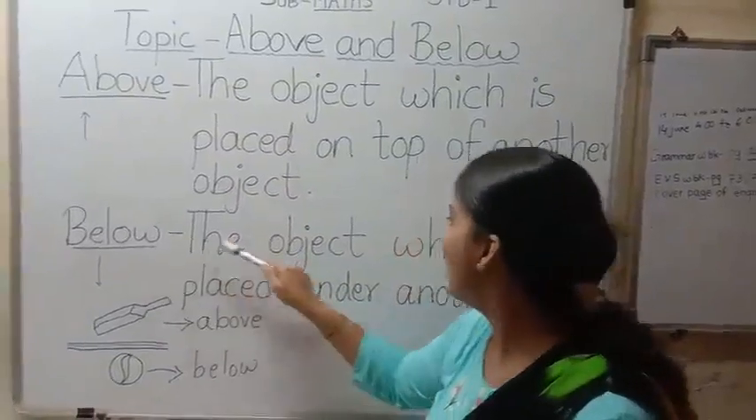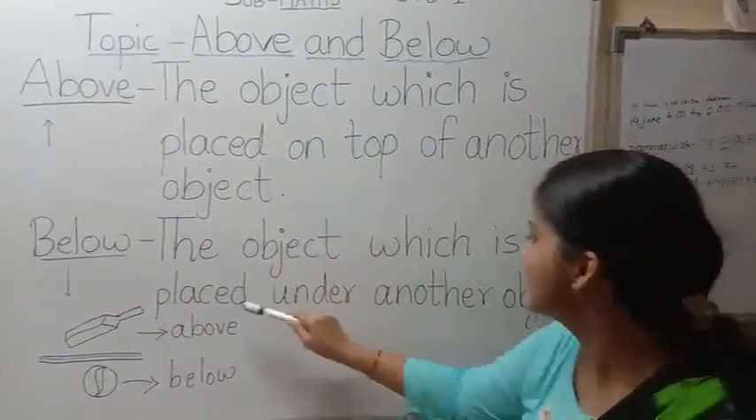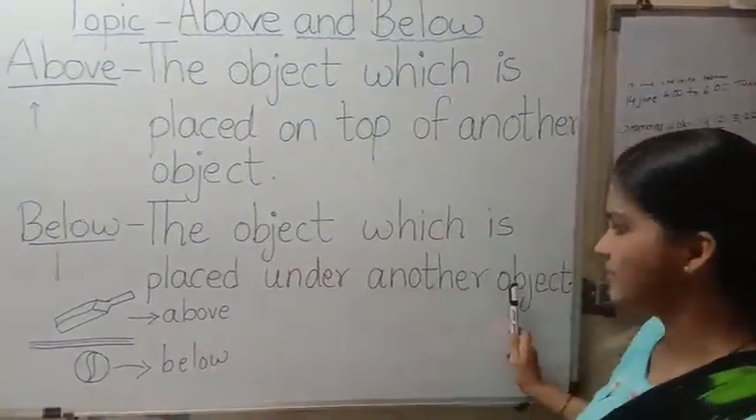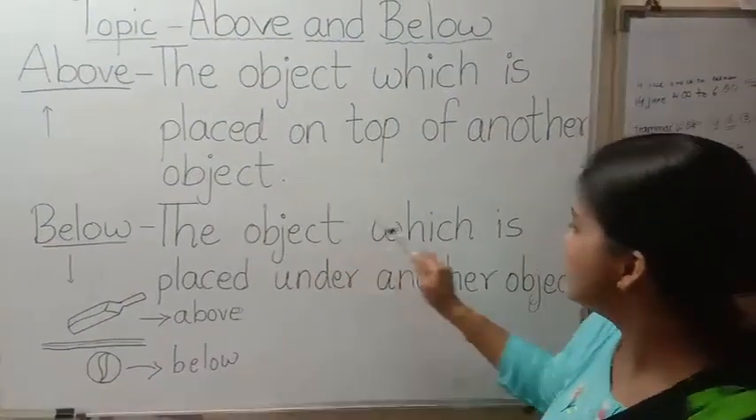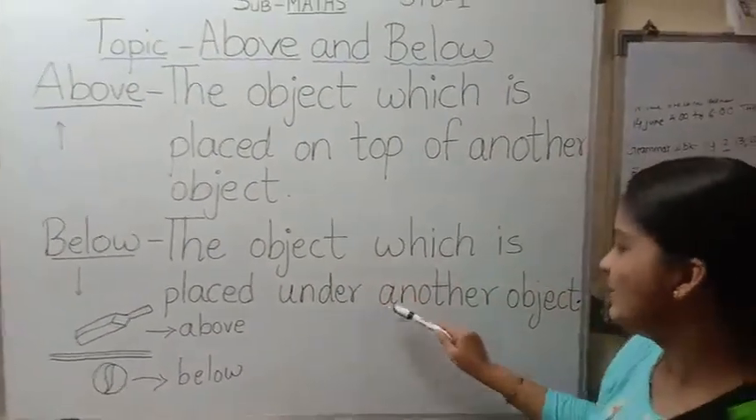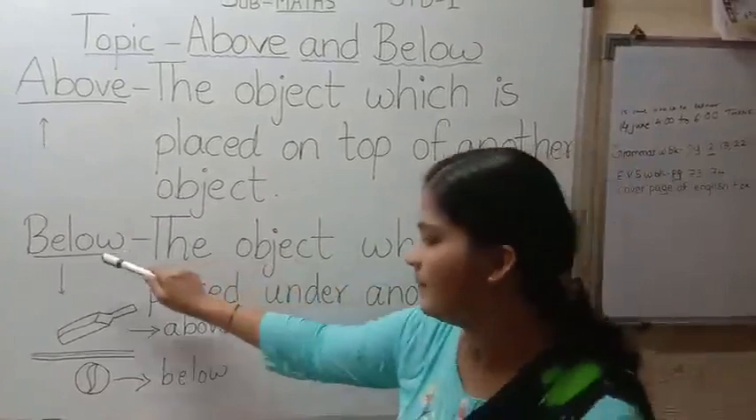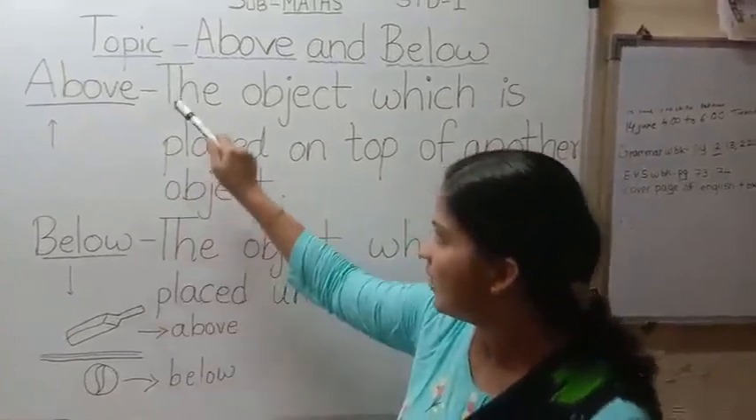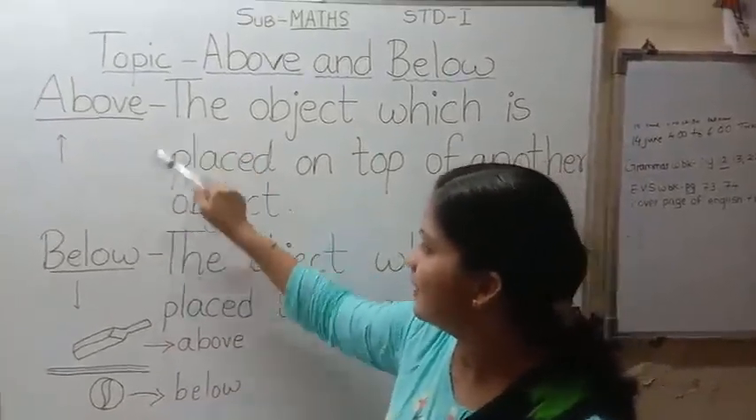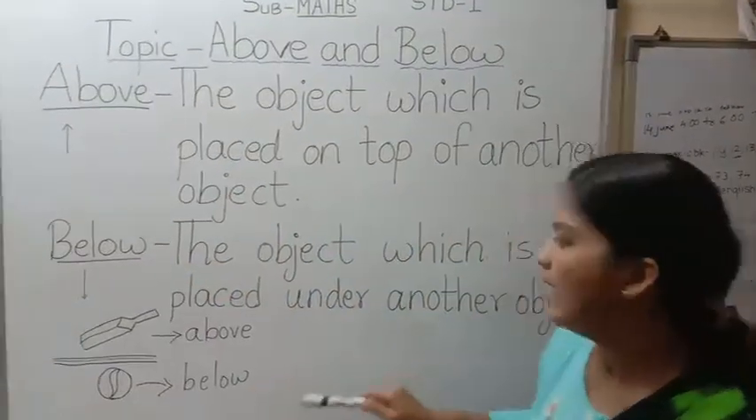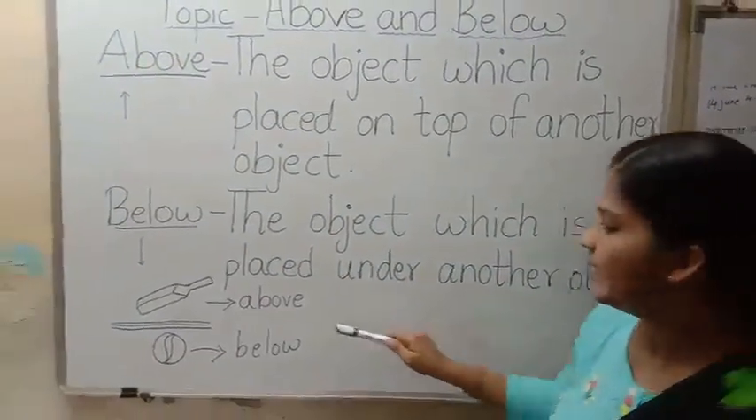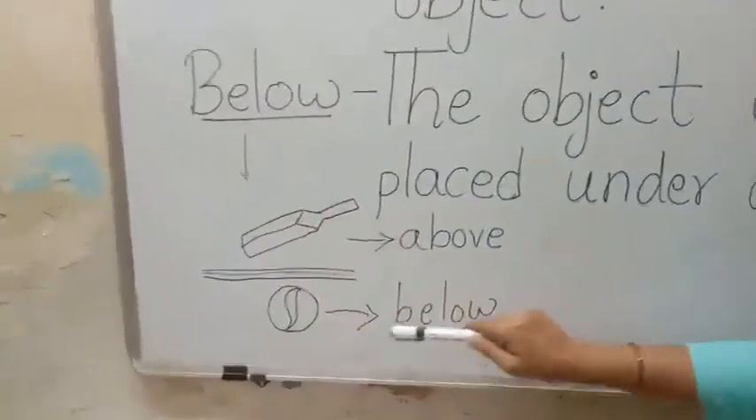Below means the object which is placed under another object. Means कोई भी चीज किसी भी चीज के नीचे रखी हुई रहती है, उसे कहते हैं below. Okay children, I hope you have understood what is above and below. Now I will make it more clear by showing the example on the blackboard.